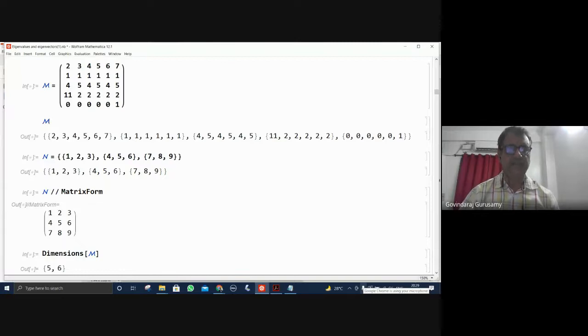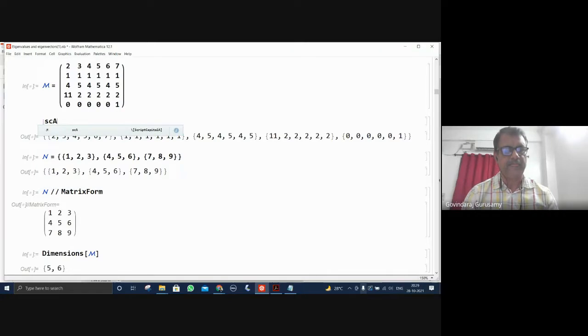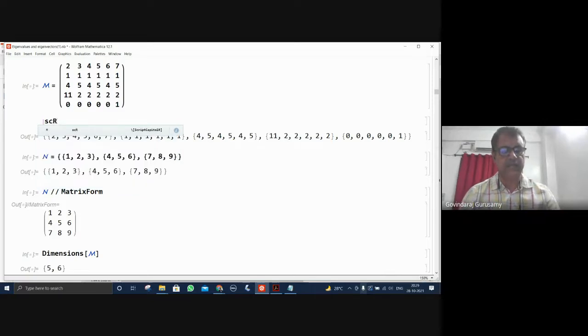Script letters A, for example. S, C: this is the script A, capital A. Then you can see this is the letter. For example, suppose I wanted a R as a script letter, and see what's happening. These are the script letters. You can generate them, so it's possible for you to have these letters.